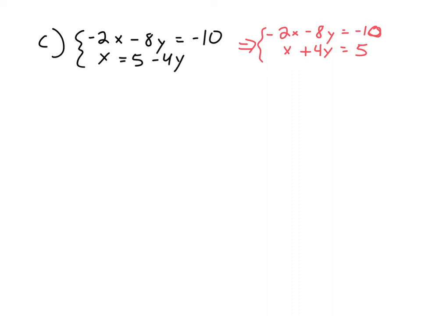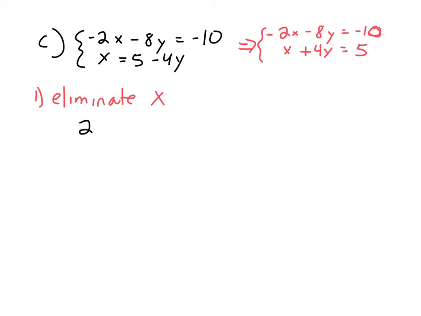So first step is I need to do an elimination. So I'm going to eliminate x. I think that is probably the easiest thing to do. So to eliminate x, I'm going to multiply this bottom by positive 2. Right? If I multiply this by positive 2, then this will cancel. So let's go ahead and do that.